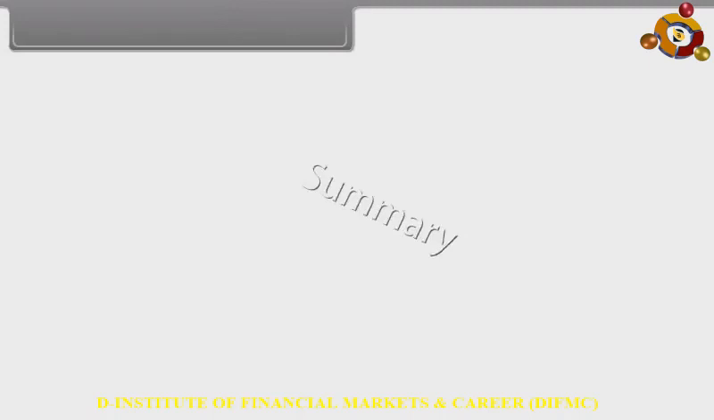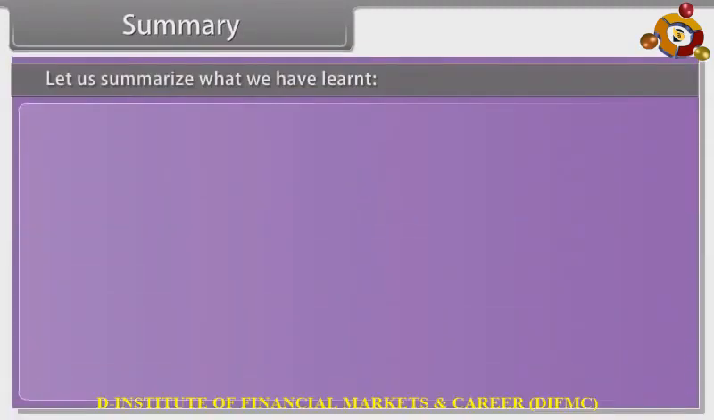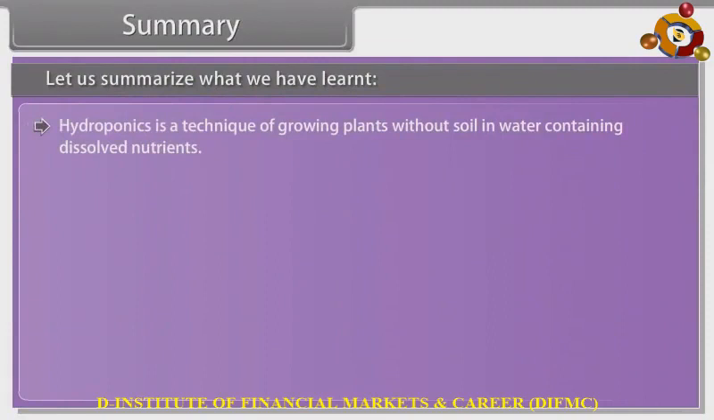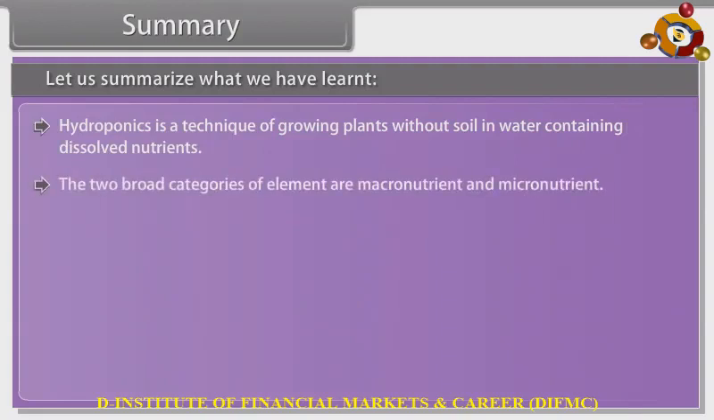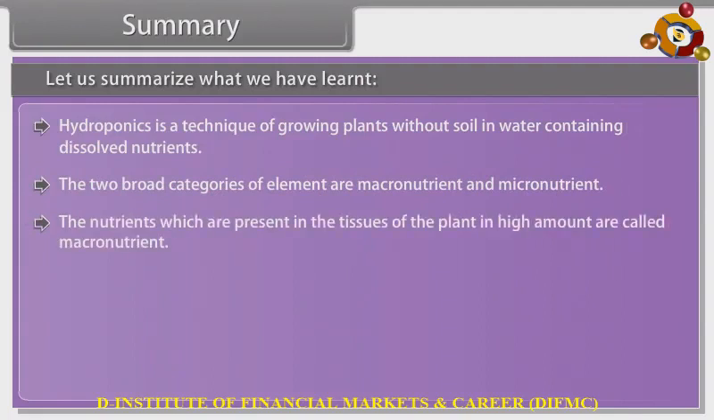Summary. Let us summarize what we have learned. Hydroponics is a technique of growing plants without soil in water containing dissolved nutrients. The two broad categories of element are macronutrient and micronutrient. The nutrients which are present in the tissues of the plant in high amount are called macronutrients. The elements needed in low amount are called micronutrients.